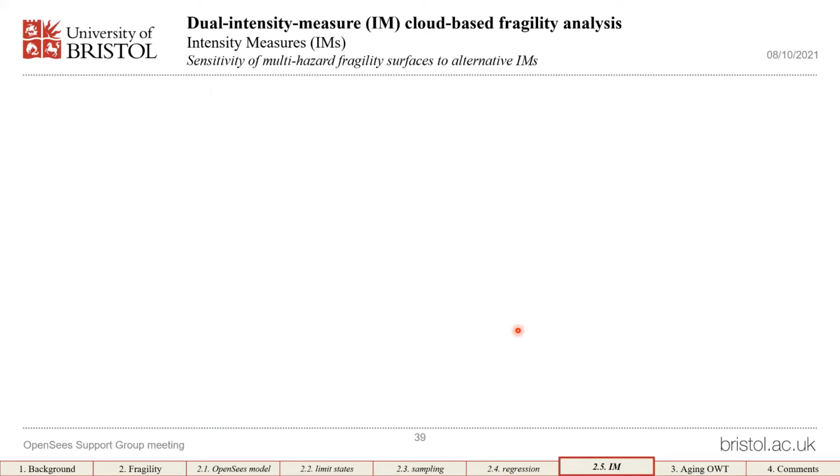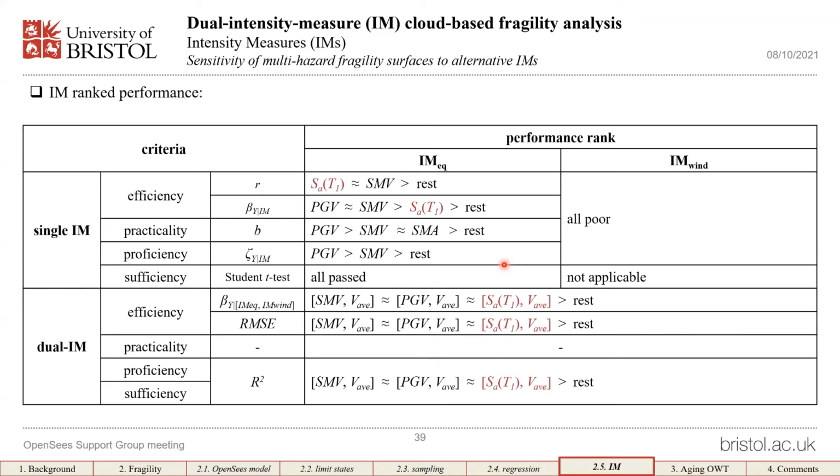So to cut it really short, I will just present the results here in terms of this table of ranked intensity measure performance. For wind intensity measures, you may see that all candidates had really poor performance in terms of single intensity measure criteria. As we've discussed in the previous slide, this was because the single intensity measure assessment methodology was based on criteria that use the linear regression model parameters.